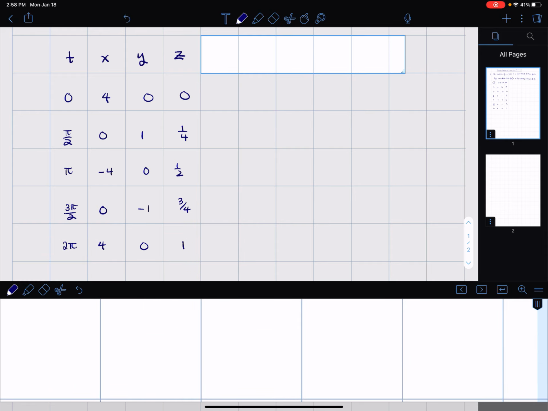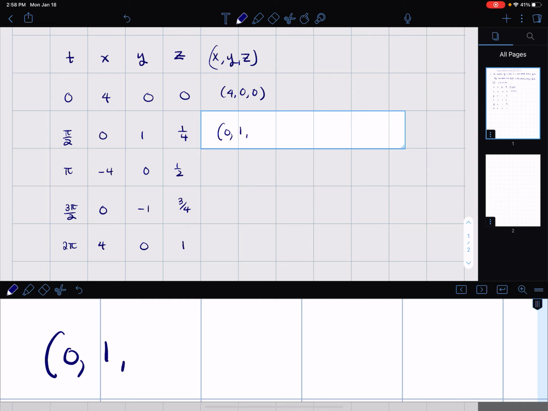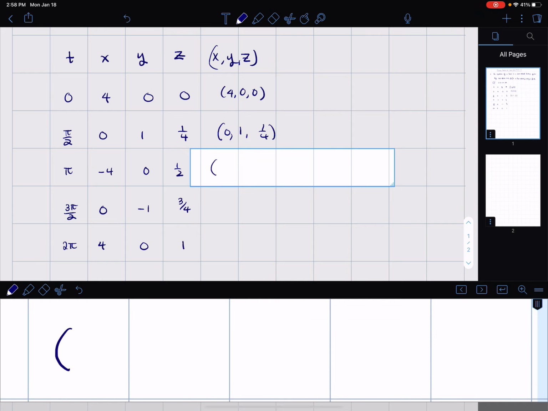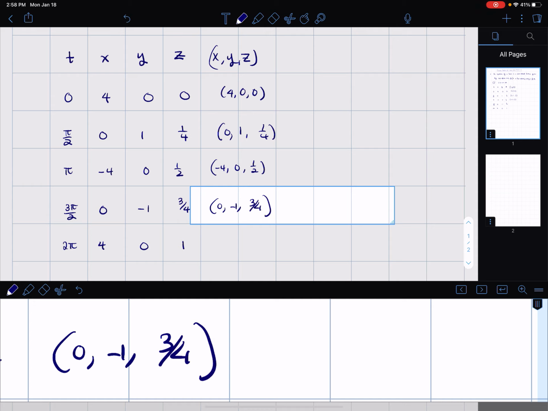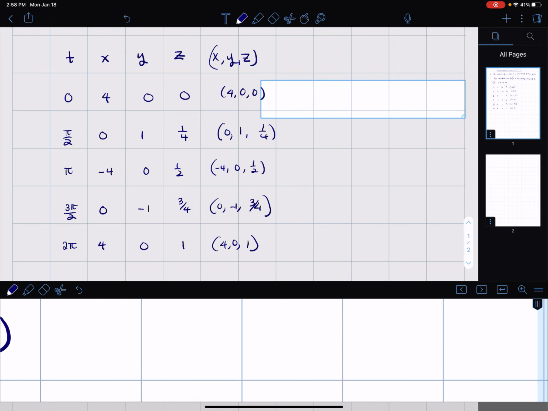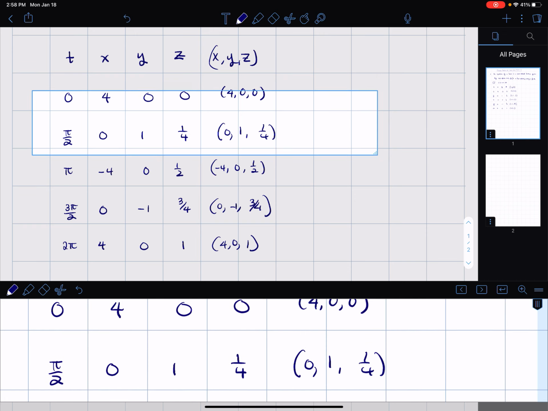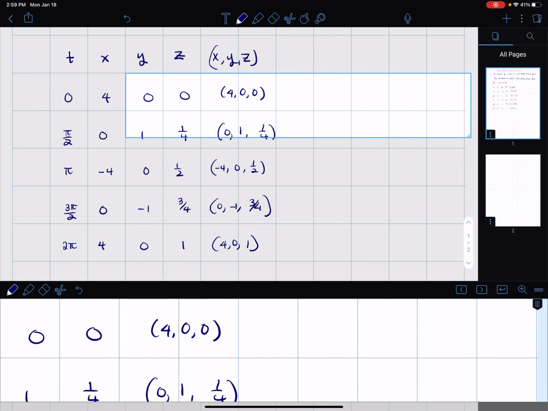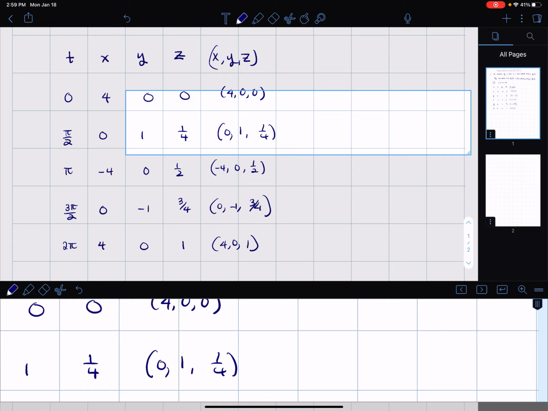So the points x, y, z are going to be 4, 0, 0; 0, 1, 1 over 4; negative 4, 0, 1 half; 0, negative 1, 3/4; and then 4, 0, and 1. So our job now is to plot these points. I'm going to do as much as I can because I know it's going to give me some hard time with sketching on this iPad.